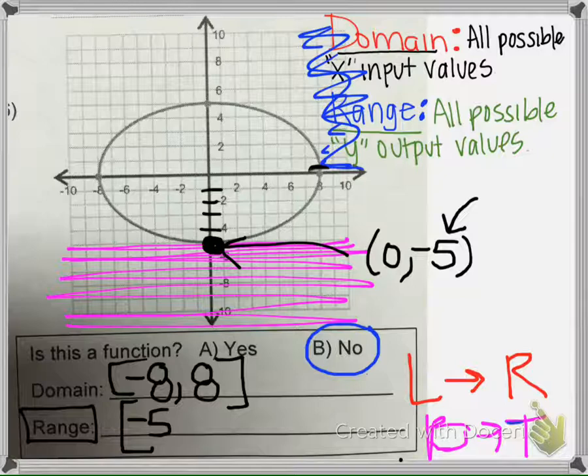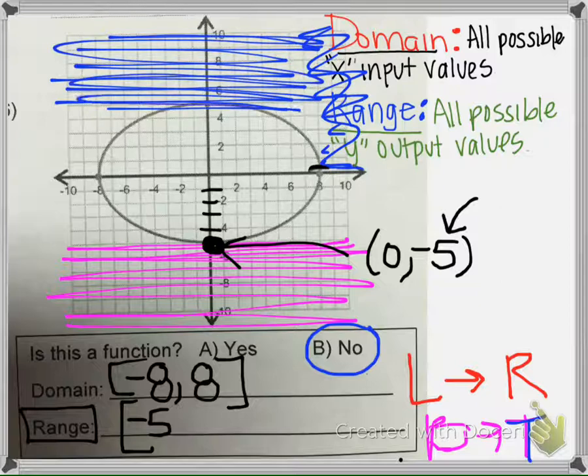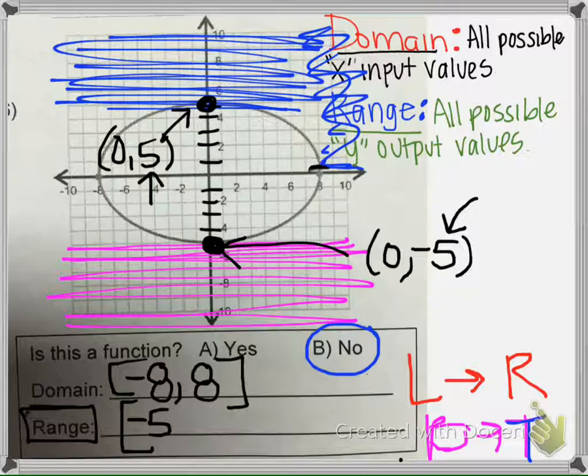Now we go to the top. If we go to the top, the graph never goes in this blue area right here. So the highest point on this graph is at (0, 5). Since this is the range, we're looking at the 5 for the range. So we're going to put comma 5, and we're going to put a bracket because there is a point at 5.